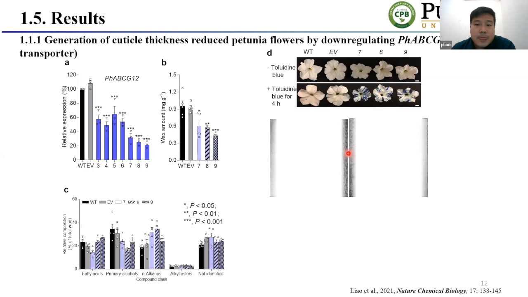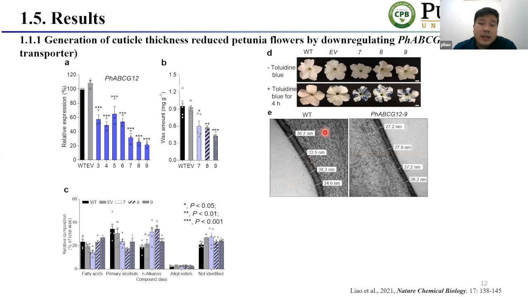We also did TEM pictures to analyze the cuticle thickness between the wild type and ABCG12-9, which has the most significant downregulation. As you can see here, the cuticle thickness was indeed reduced in the mutant.